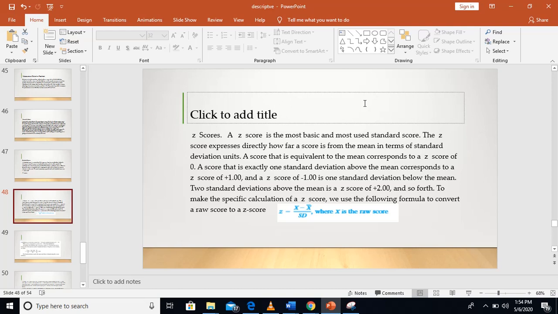To make the specific calculation of a z-score, we use the following formula to convert a raw score to a z-score. z is equal to x minus x bar divided by standard deviation, where x is the raw score and x bar is the mean.